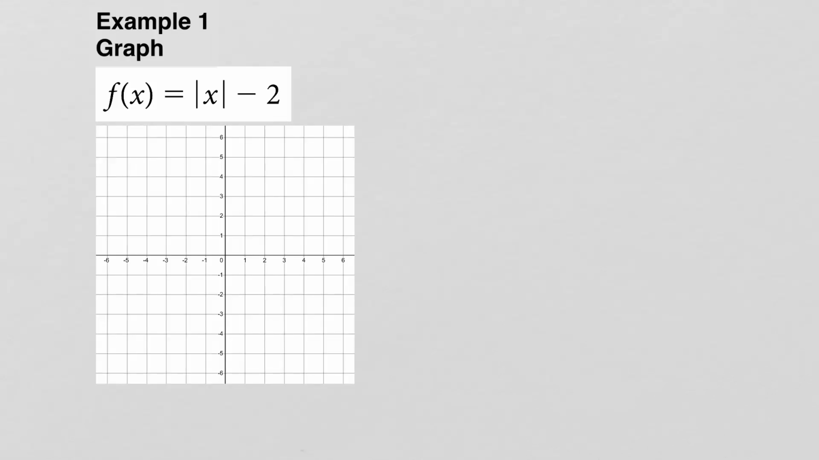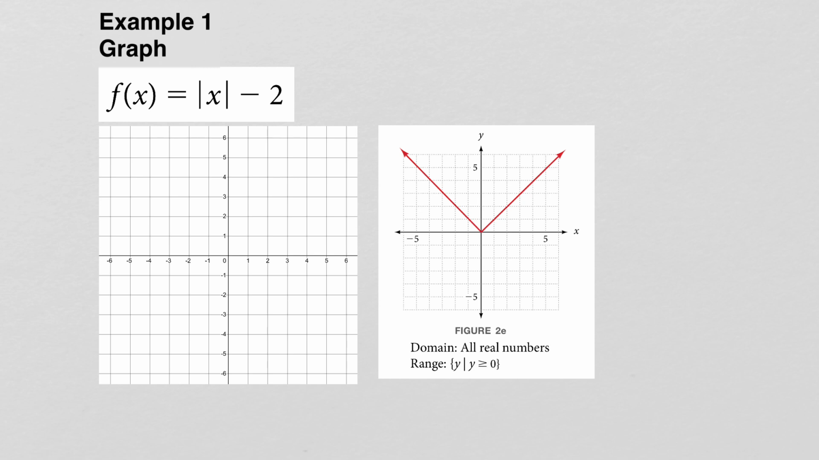So let's go ahead and graph f of x equals the absolute value of x minus 2. First, let's bring in the graph of the absolute value of x as a basic function. So here's a picture of that graph. Now, notice that the domain of this graph is all real numbers. You can plug in any number x that you want, but the range is only values of y that are greater than or equal to 0, right? There's no graph down here.